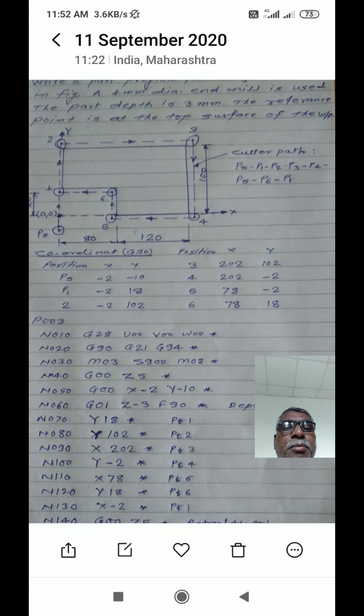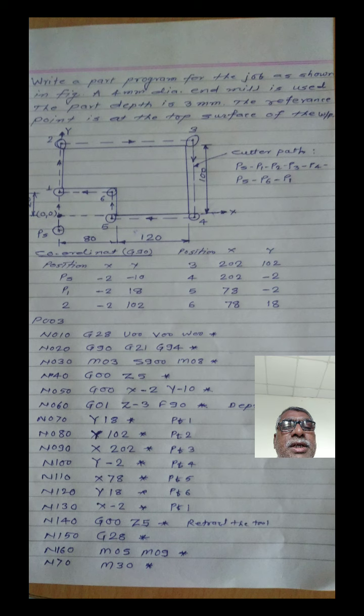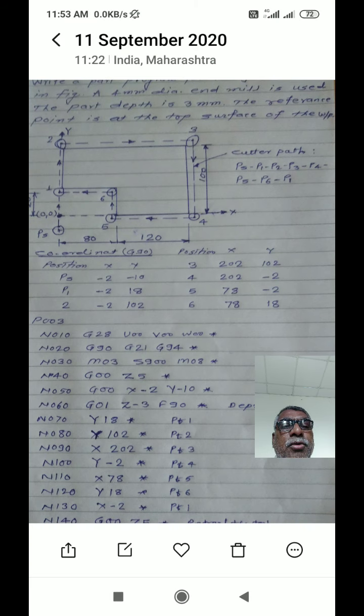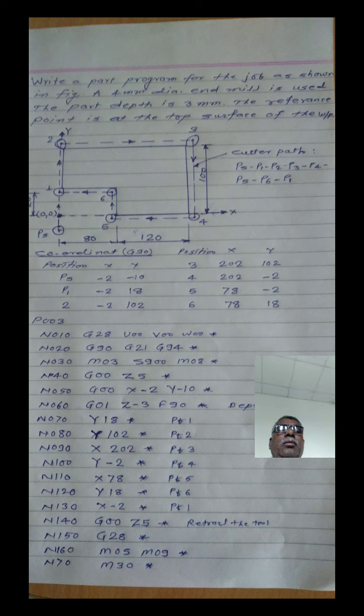As shown in figure, PS is our starting point, which is nearer to the point where we want to start the operation. We want to start the operation from point 1. This point should be nearer to the point 1, that is starting point of the operation. So it is known as starting point. PS is your starting point. Then from starting point, move the cutter to the point 1 where we want to start the operation. Point 1 is starting point of the operation.